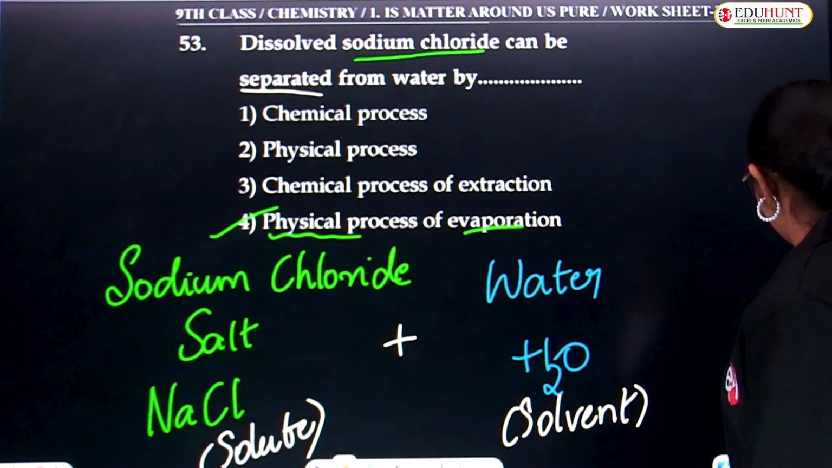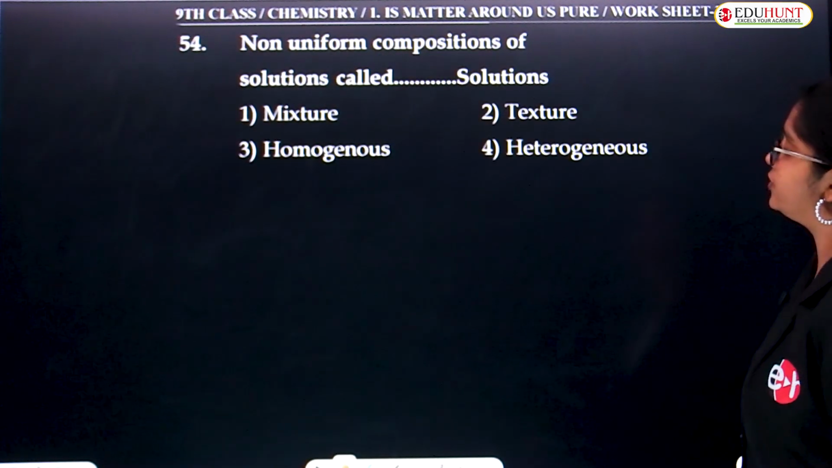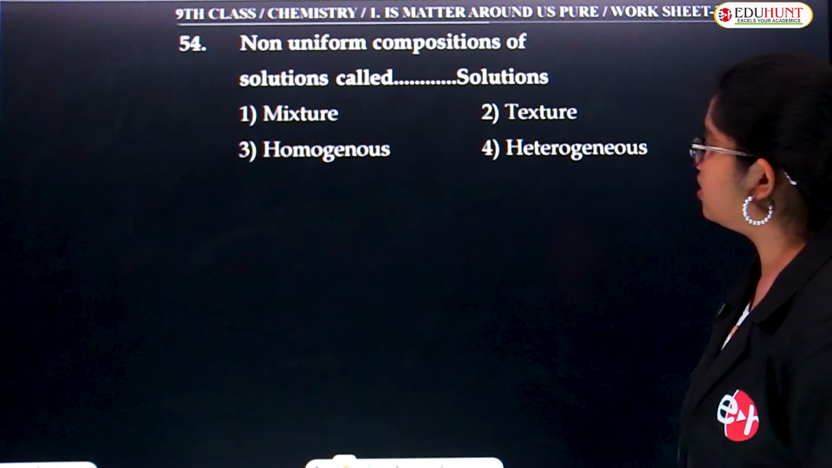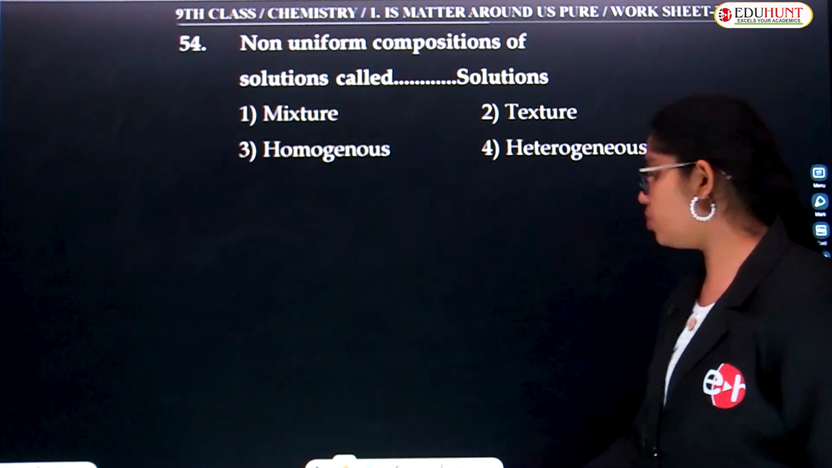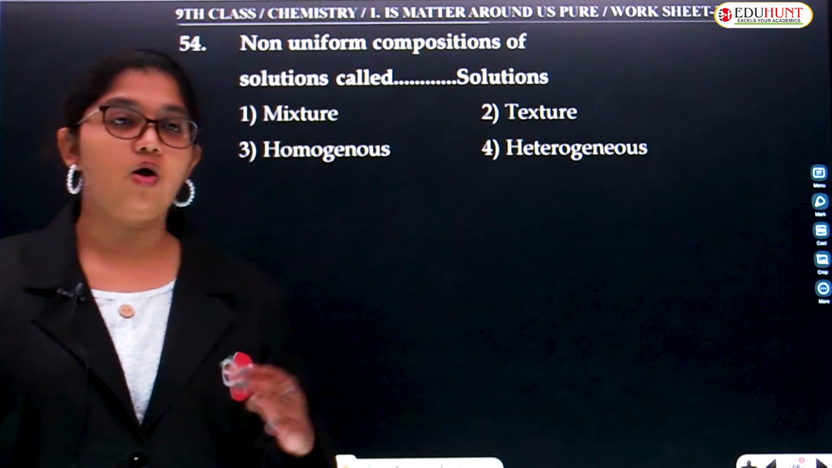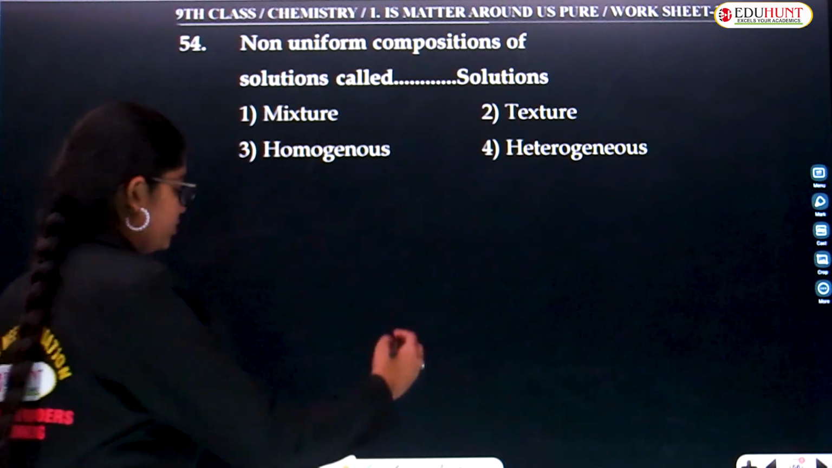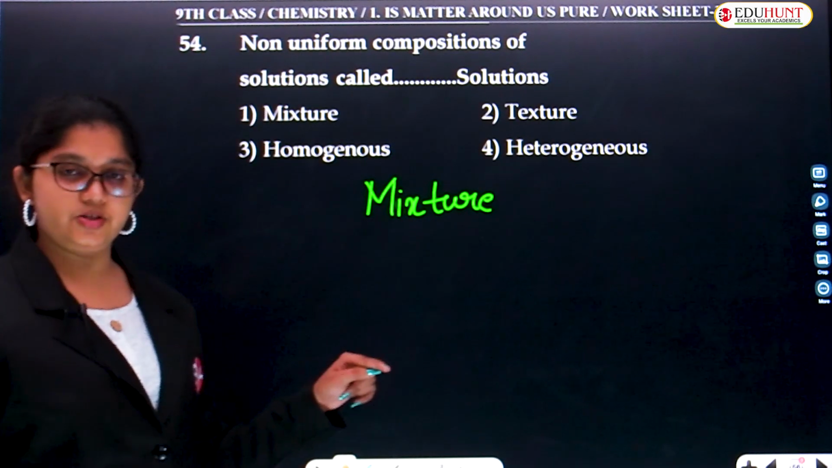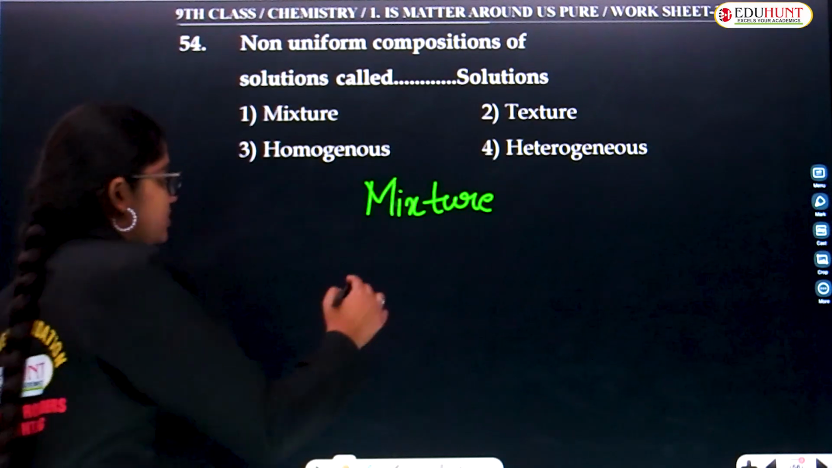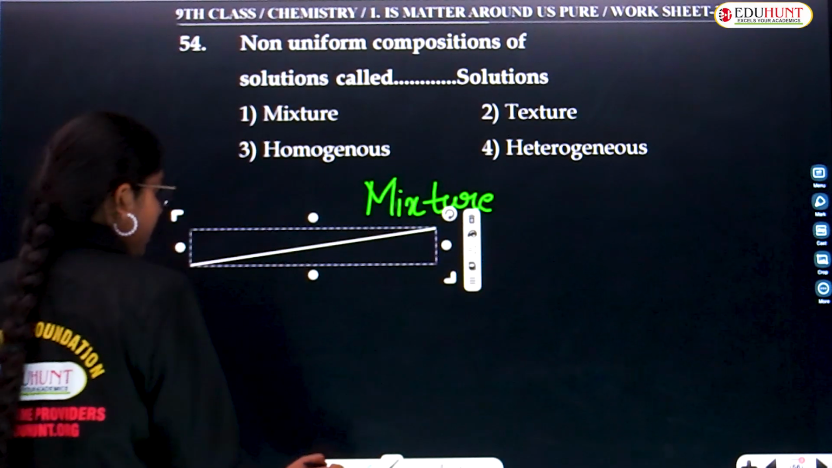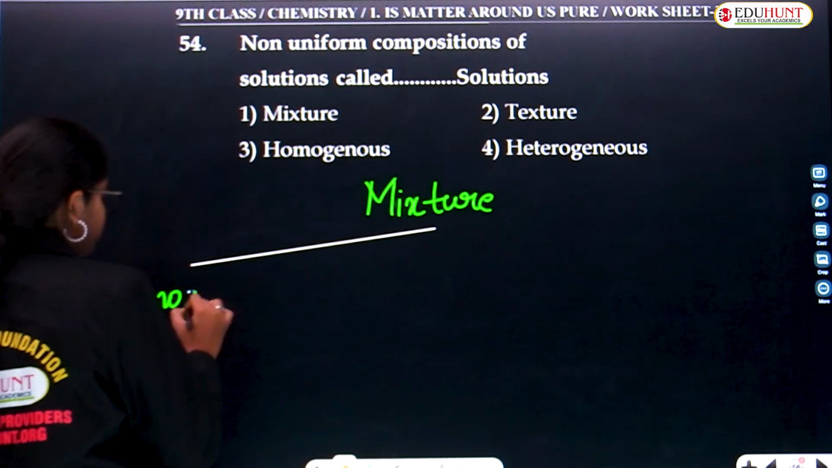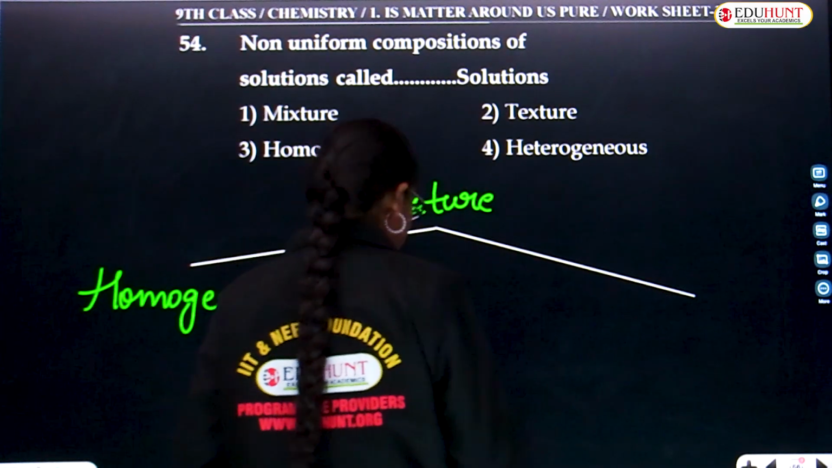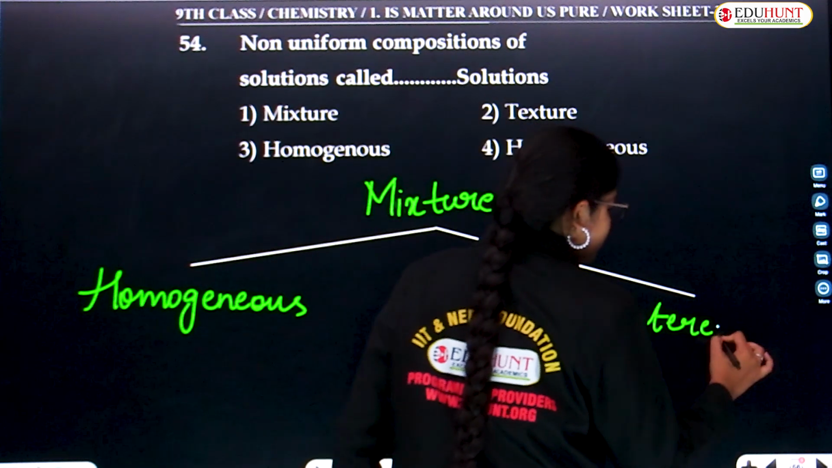Okay. Now next question. Question number 54. Non-uniform composition of solutions is called dash solutions, which are not uniform. Come on, tell me. What comes under non-uniform compositions of solutions? We have mixtures classification, right? Matter is divided into two: pure substance and mixtures. And in mixtures we have two again. What is that? In mixtures classification we have homogeneous mixtures and heterogeneous mixtures, right?